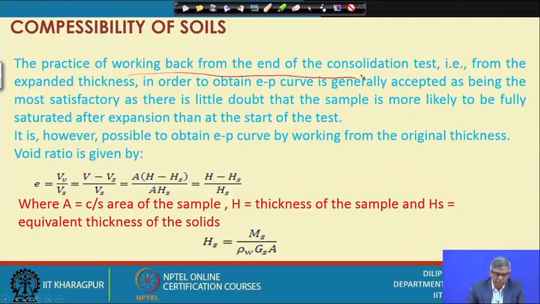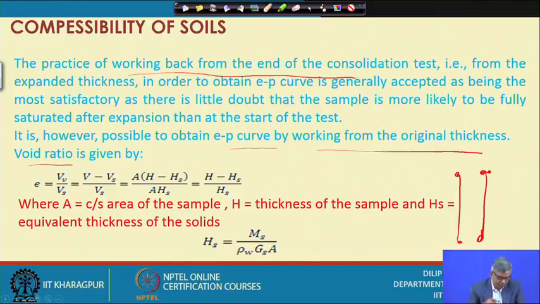So, that is the one calculation we have done, and because of this advantage it is a well accepted method. But we obtain an e-p curve by working from the original thickness, that means we have gone from back to front. Now, some may prefer to go directly from this to this, because it was the first void ratio and this was the last void ratio. I will first find out the first one and the last one will be that last. So, that way also it can be calculated.